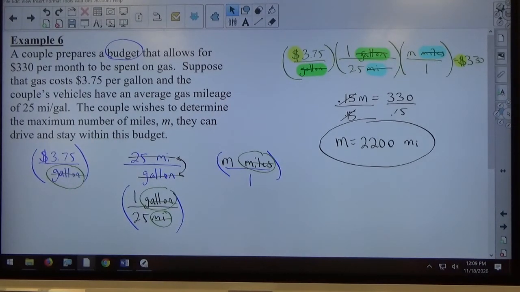Assuming 30 days in a month, that'd be a little bit over 70 miles a day they're allowed to drive. That's pretty reasonable unless they live far away from work.